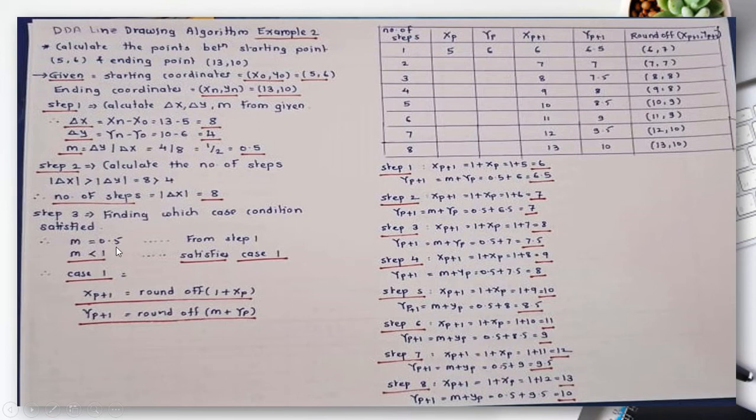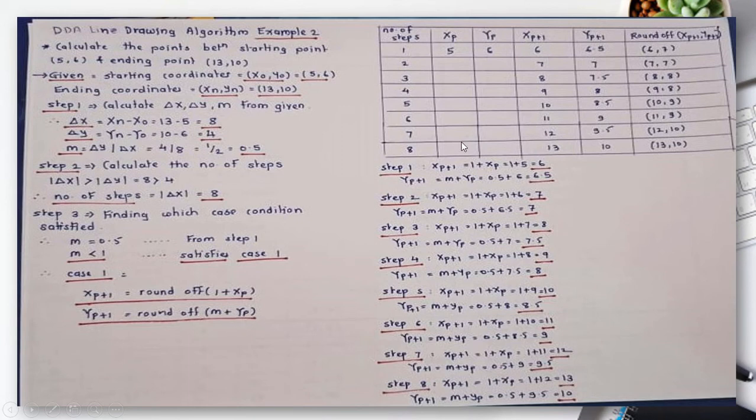As m is 0.5, we are taking this value from step 1. So it is less than 1. It means this example satisfies case 1. So what does case 1 tell us? Case 1 tells us that to get the new values of x and y, xp plus 1 is equal to round off 1 plus xp, and yp plus 1 is equal to round off m plus yp. So we are adding the slope to the y value.